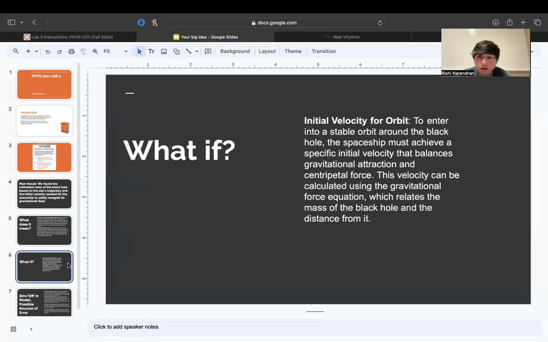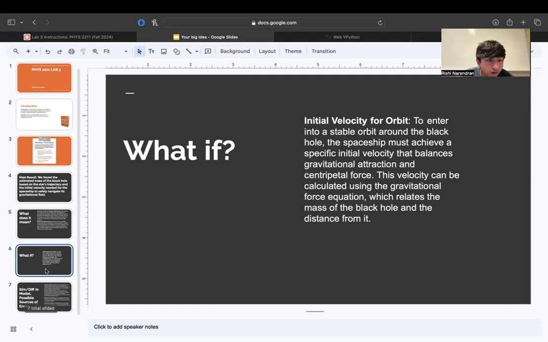To enter into a stable orbit around a black hole, the spaceship must achieve a specific initial velocity that balances the gravitational attraction with the centripetal force. This velocity can be calculated using the gravitational force equation. So basically what we do is we take G m1 m2 over r squared and set it equal to m v squared over r, and solve.